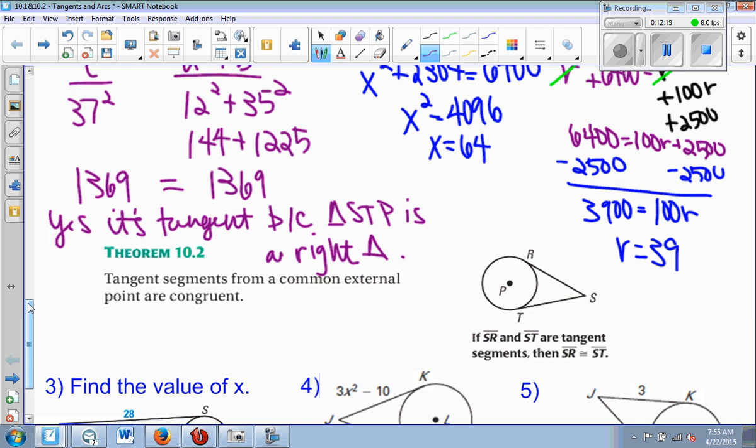And there's your explanation on why. Yes, it's a tangent because I was able to show that triangle STP is a right triangle, which means that the tangent and the radius are perpendicular.